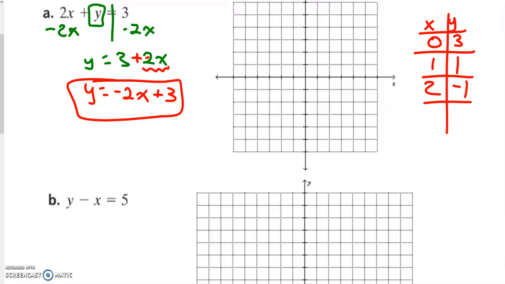I'm going to plot my points. Walk 0, climb 3. Walk 1, climb 1. Walk 2, climb negative 1. I'm going to look for patterns to get from this dot down here. It looks like I go down 2 and right 1.